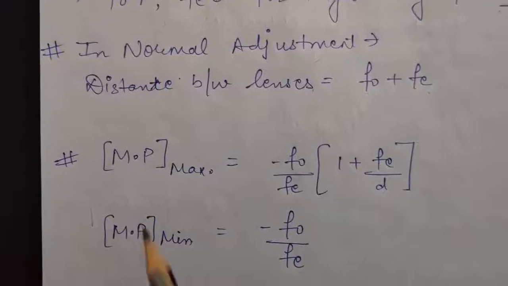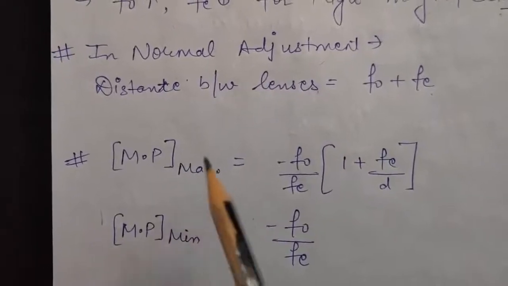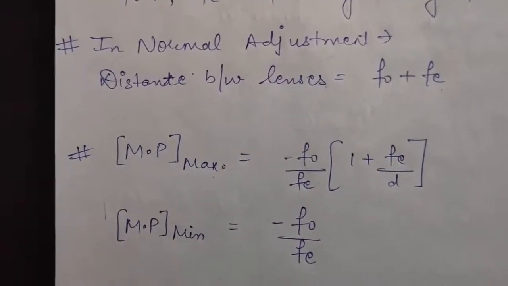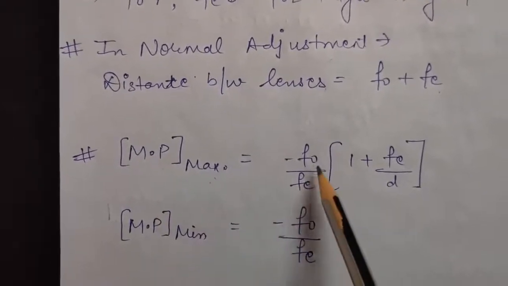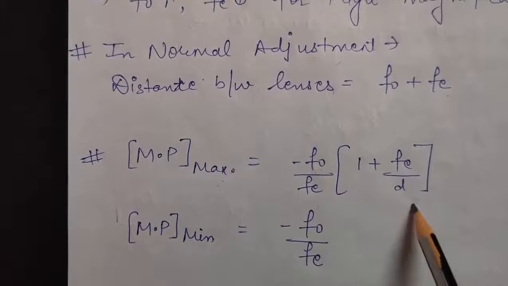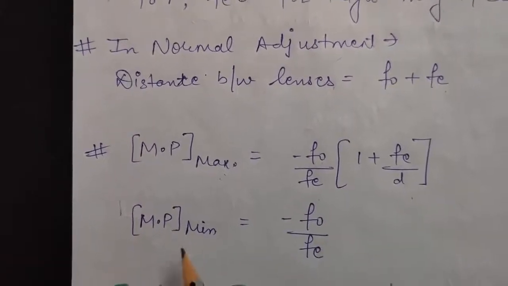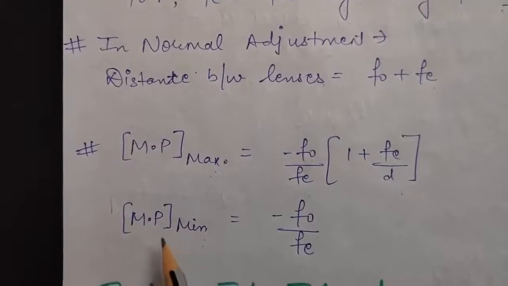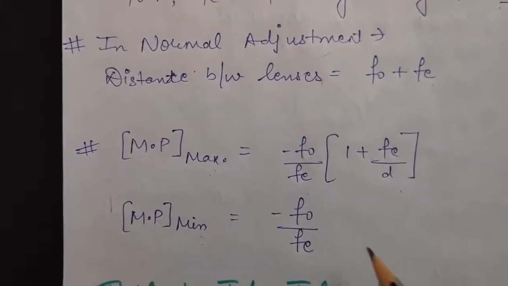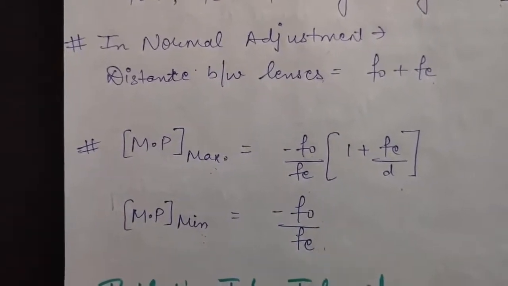So always remember, when the image is forming at the least distance of distinct vision, in that case your magnifying power will be maximum, that is minus F0 upon Fe into 1 plus Fe upon d. And when the image is formed at infinity, that is in normal adjustment of telescope, magnifying power is minimum, that is minus F0 upon Fe.